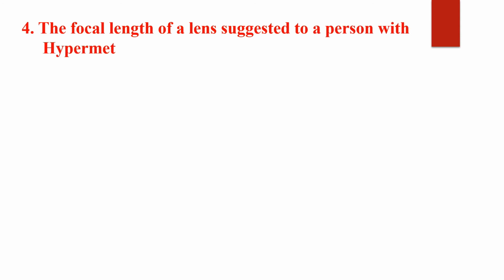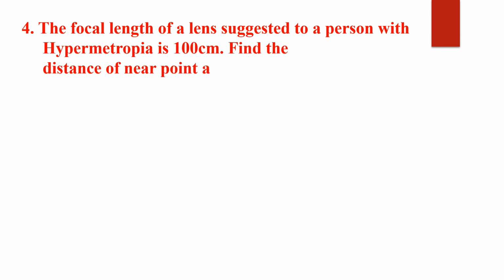Next one: the focal length of a lens suggested to a person with hypermetropia is 100 centimeters. Find the distance of near point and power of the lens. Here in this question, they have given the focal length of the lens as 100 centimeters and we have to calculate the distance of near point and power of the lens. Let us go to the solution.